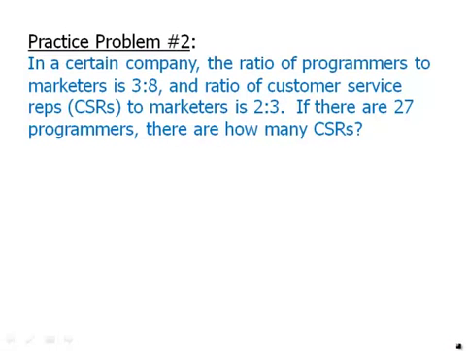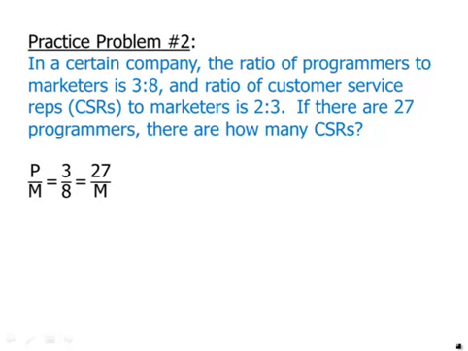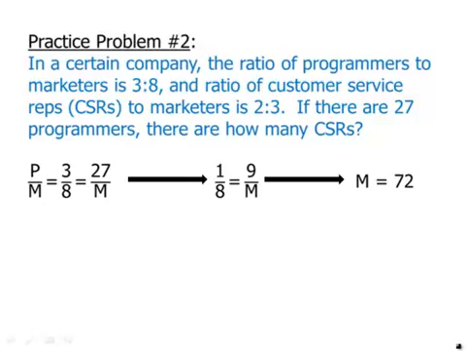Here we're looking for an absolute count, so we have another strategy available. We can solve for the absolute quantity in each term. So right now we know how many programmers, and we can relate programmers to marketers. So programmers to marketers, 3 to 8. We have 27 programmers. We'll use M for marketers. Notice in this proportion, we can do some horizontal cancellation in the numerator. Cancel that to 1 and 9. From there we can cross multiply. We get 72 marketers. Incidentally, if the idea of horizontal cancellation is something new to you, I would suggest watching the Operations with Proportions video.